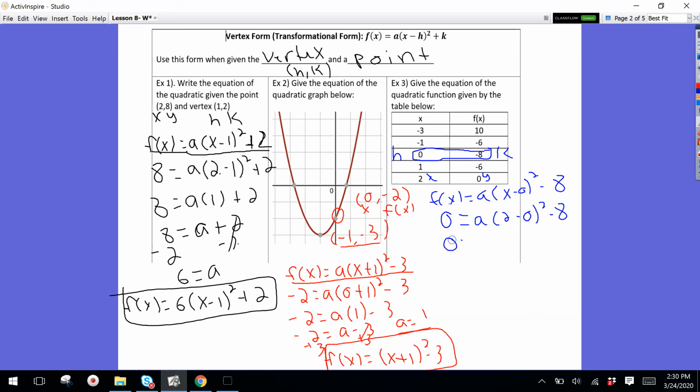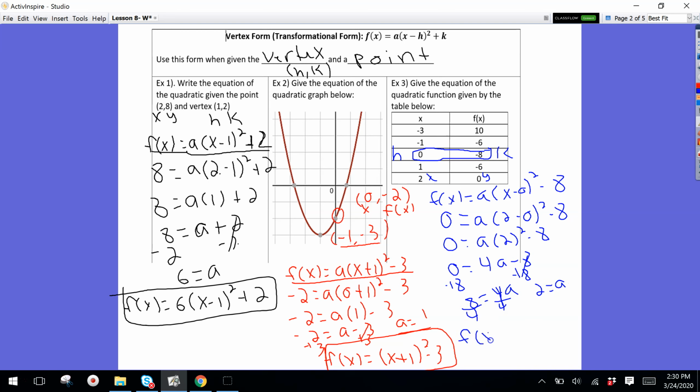And so 0 is going to equal a times parentheses 2 minus 0, which is just 2, squared, minus 8. And so here we would have 2 squared is 4, so we would have 4a minus 8. Add 8 to both sides, and you get 8 equals 4a. Divide by 4, and we get that 2 is equal to a. So our equation will look like this.